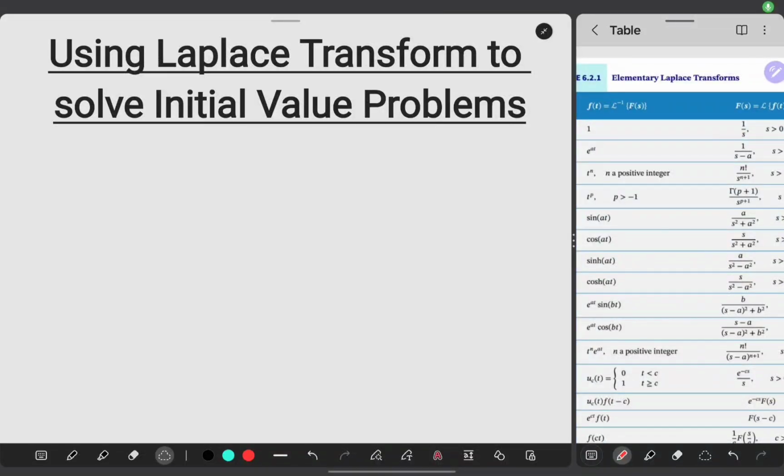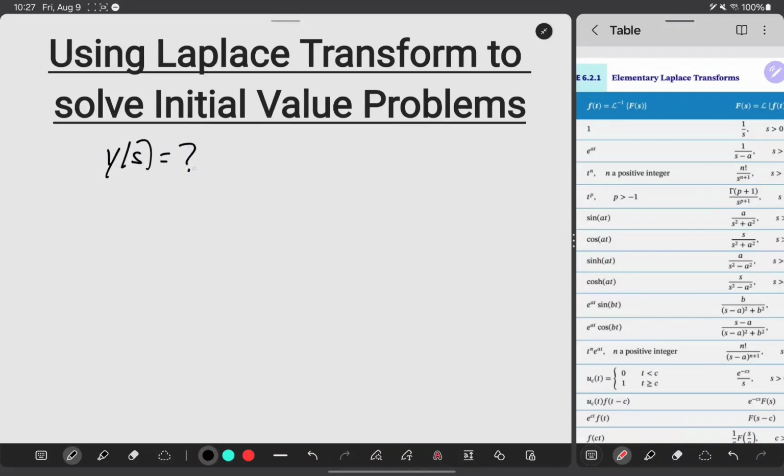So in this video, we're going to now look at using Laplace Transform to solve initial value problems. These are second order initial value problems. The reason why I have the table open is because we're going to need to use our knowledge of inverse Laplace transformations that we used in the last video to solve these as well. The basic idea is we're going to solve for Y of s.